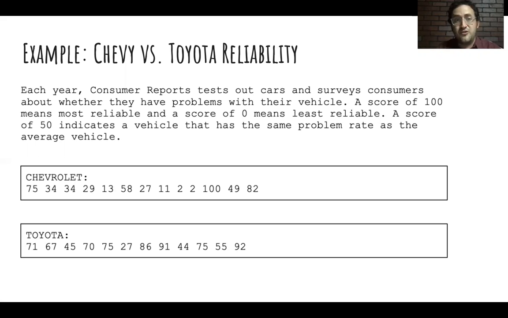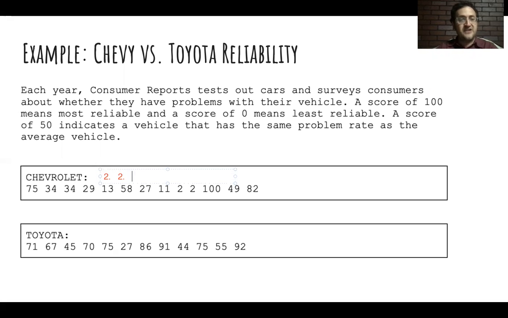So after the surveys are turned in, vehicles get a score from 0 to 100. So 0 means the least reliable car, 100 is the most reliable car, and a 50 is a car that's kind of like average reliability. One of the first things that you should do when you are first looking at your data set is you should be ordering your data from least to greatest.